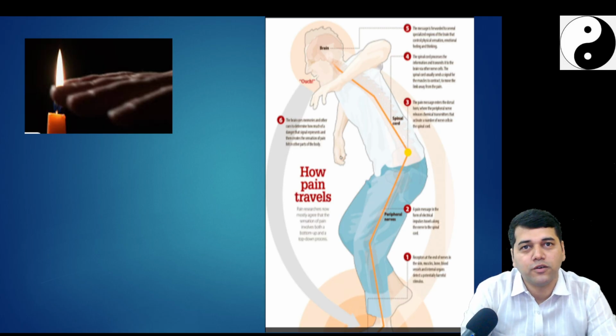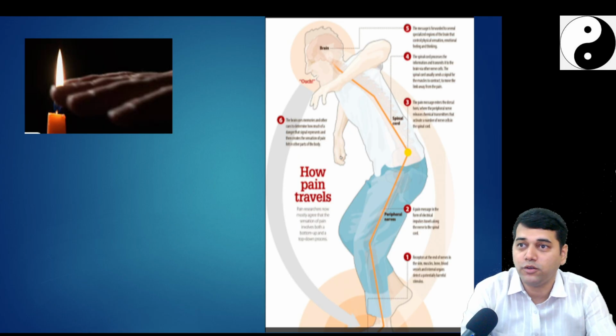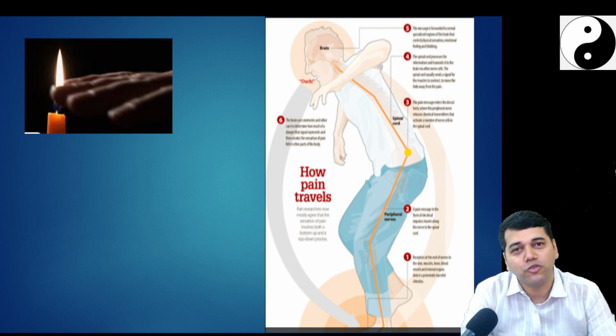Brain will try to figure out what it is. And from there, it will realize, oh, this is a pain. So I have to tell the finger to come back. And it will send the instruction back and say, remove your hand. You know how many steps, how many processes. Literally so many activities are involved, but you don't realize, no? You just take it out.